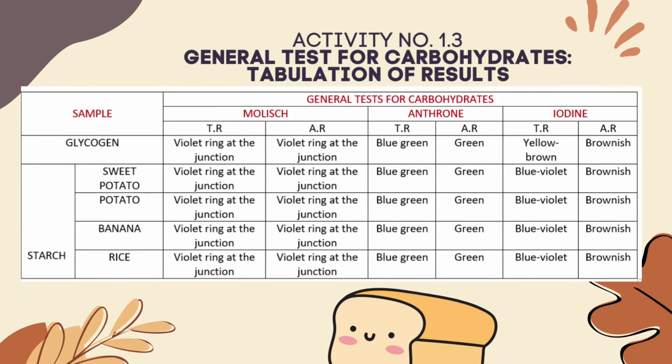And lastly is the result of the iodine test. The actual result we got for the glycogen was brownish, while the theoretical result was yellow-brown. The actual results we got for the starches were brownish. The theoretical result for the starches is blue-violet.